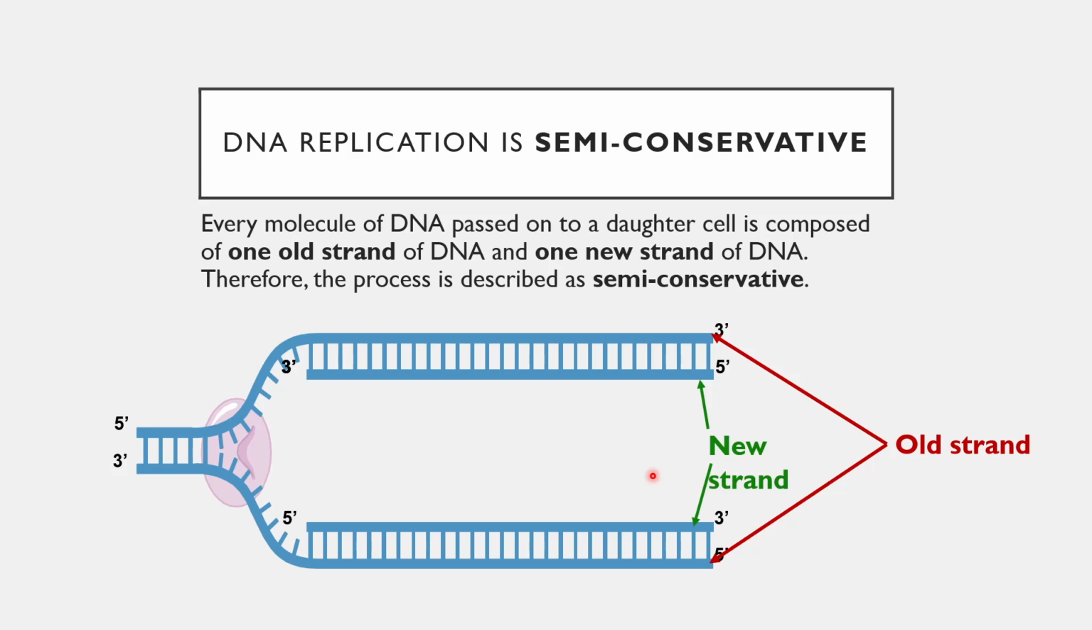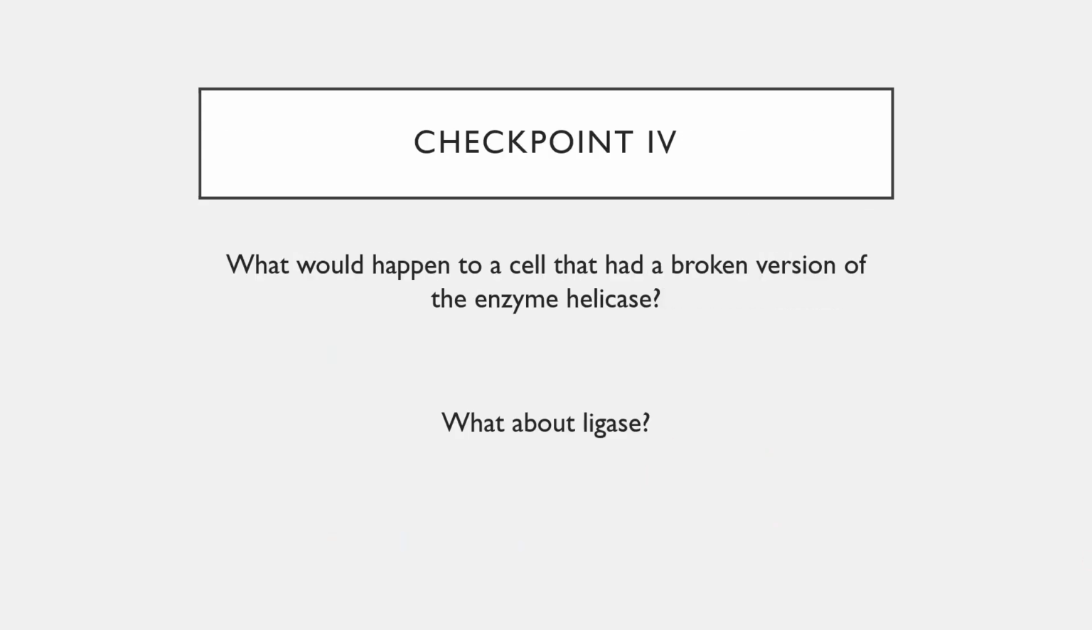So let's do a checkpoint to review what we just learned. I want you to tell me what would happen to a cell that had a broken version of the enzyme helicase, and then do the same for the enzyme ligase. So what would happen if a cell had a non-working version of each of these two enzymes?